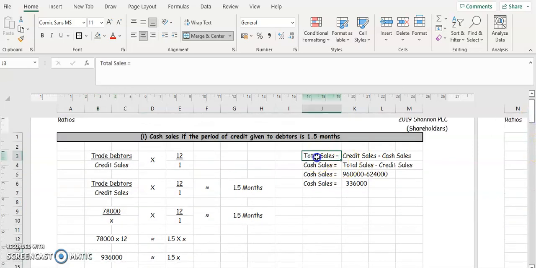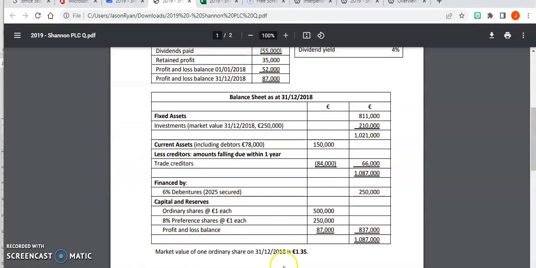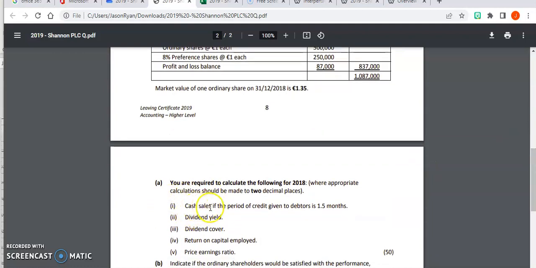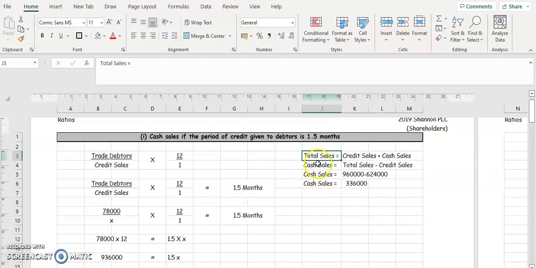So as we said earlier on, total sales is equal to credit sales plus cash sales. The question is telling us to find out what the cash sales are. So if you go back to the question, it tells us the sales here. So cash sales is going to be equal to total sales minus credit sales. So just rearranging this formula here.